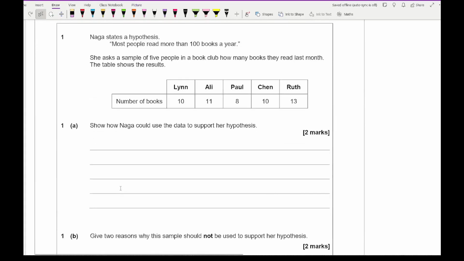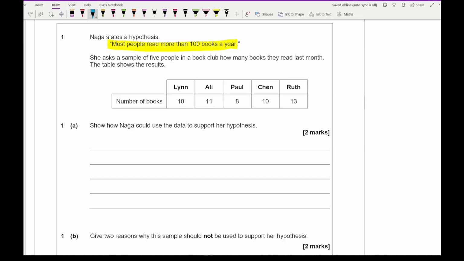Looking at question 1, it says that Naga states a hypothesis: most people read more than 100 books in a year. She asked a sample of 5 people in a book club how many books they read last month. The table shows the results. For part a, it says show how Naga could use the data to support her hypothesis. Now a hypothesis is just an opinionated statement, so her opinionated statement is this: most people read more than 100 books in a year, and we want to prove this statement.